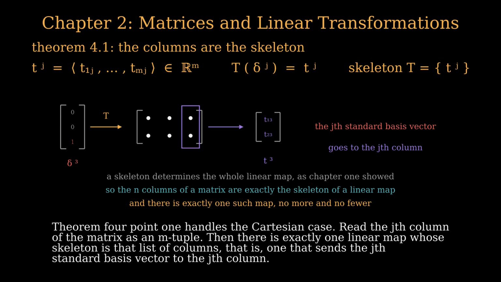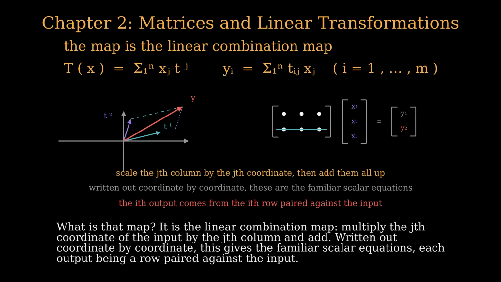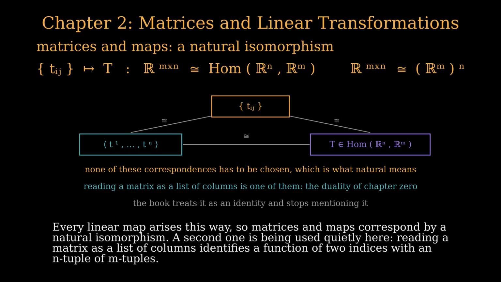Read the jth column of the matrix as an m-tuple. Then there is exactly one linear map whose skeleton is that list of columns, that is, one that sends the jth standard basis vector to the jth column. What is that map? It is the linear combination map. Multiply the jth coordinate of the input by the jth column and add. Written out coordinate by coordinate, this gives the familiar scalar equations, each output being a row paired against the input. Every linear map arises this way, so matrices and maps correspond by a natural isomorphism.